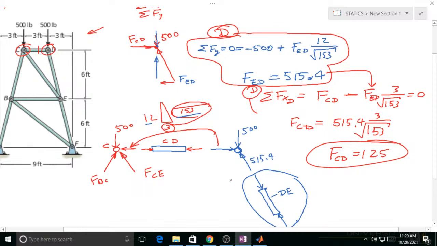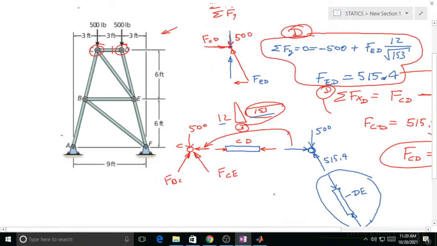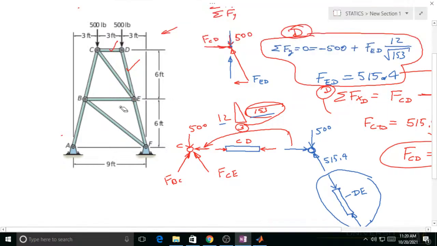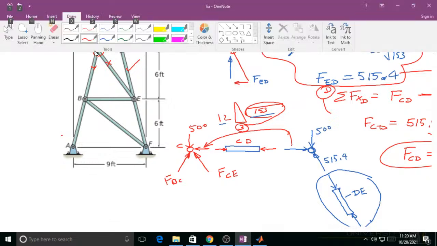Now I'm going to scoot over to the next node. I've got two ways I can go. At this point, maybe this is a good idea, I've got this one and I've got that one. If I decide to go to this one, I've got a problem because I don't know that force, and I don't know that one. I only have two equations. So here I don't know this one, don't know this one, so I can go here. I think that's what I'm going to do.